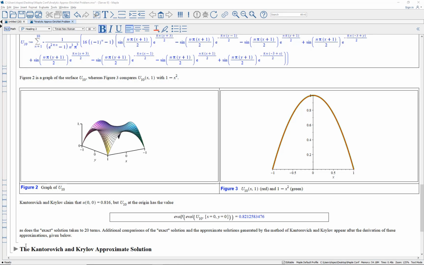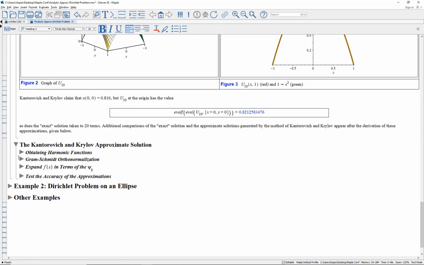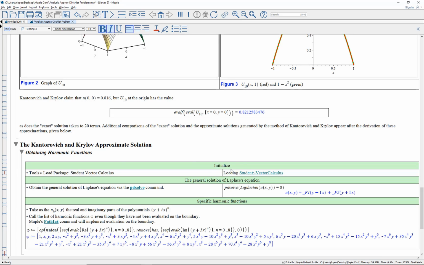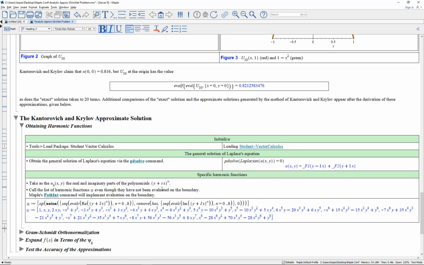So let's look at this Kantorovich and Krylov approximate solution. We need some harmonic functions. So I'll make use of some Maple here, the Student Vector Calculus package, PDESolve the Laplacian. You get, as a general solution, arbitrary functions of y minus ix and y plus ix. So I took polynomials with argument y plus ix.